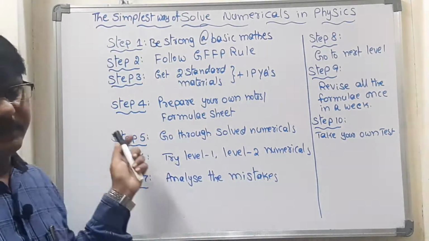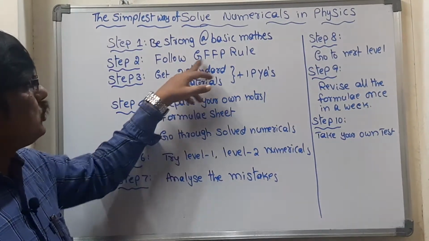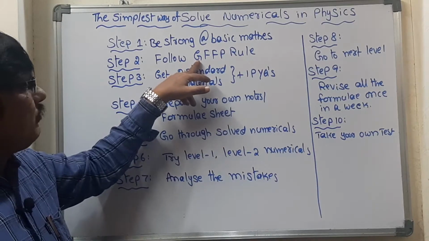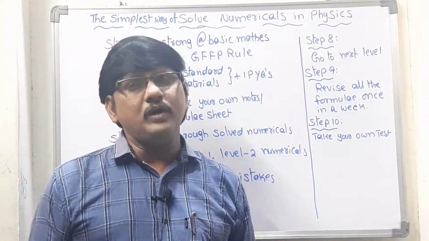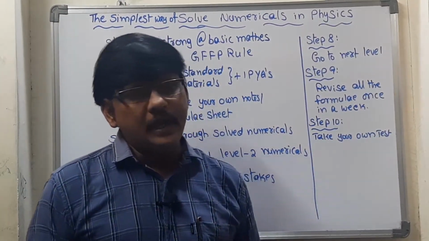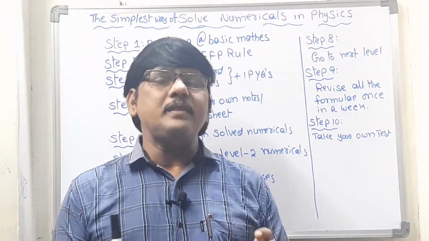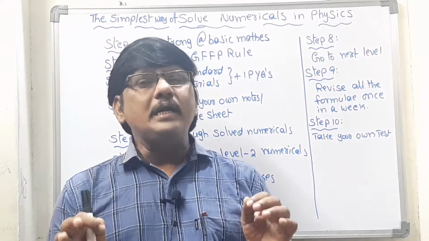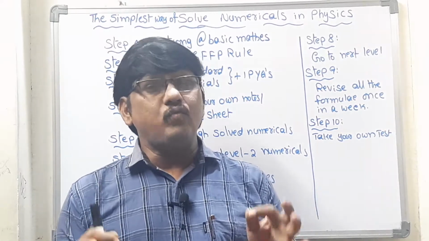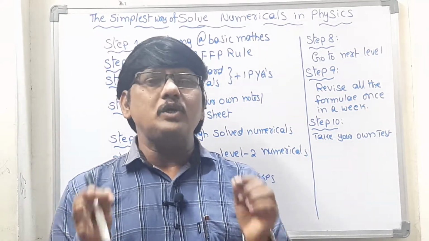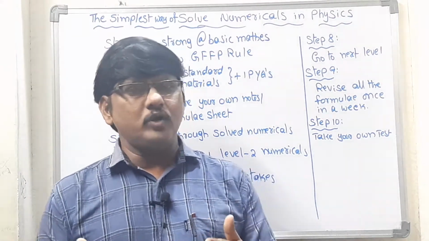The second step is to follow this rule: given, find, formula, procedure. Once a numerical is given, first of all by seeing the numerical you have to analyze what is given. After that, you have to identify what you have to find, and to find it, what formula you have to apply. And the last one is the procedure or calculation.